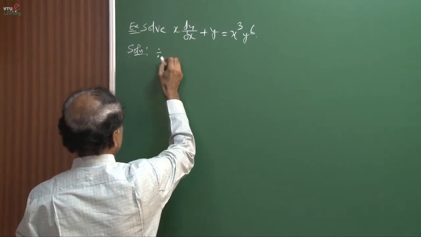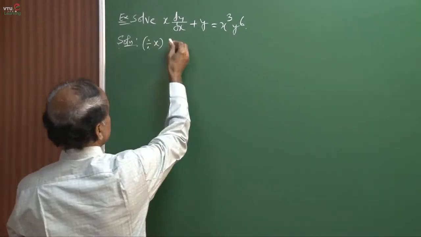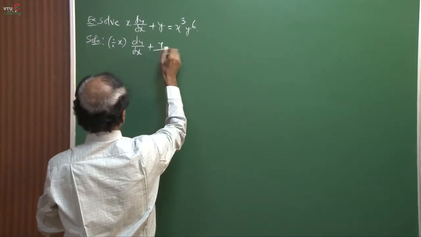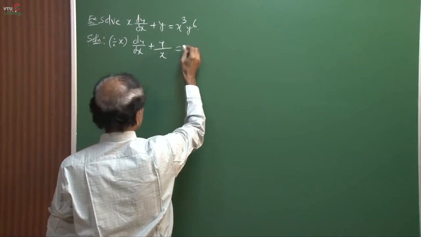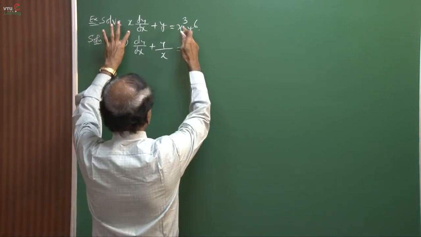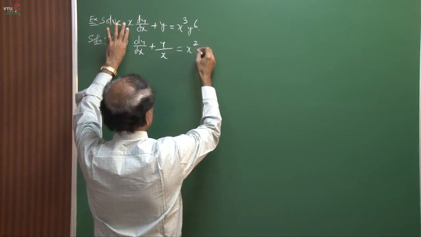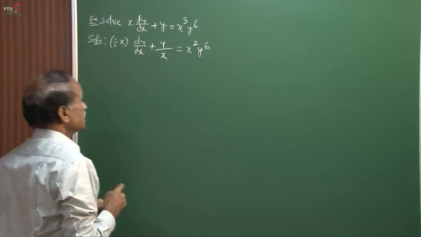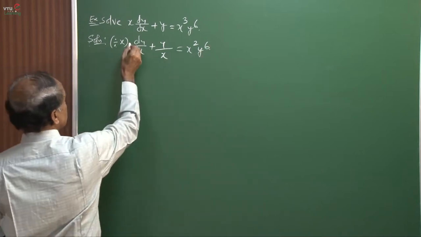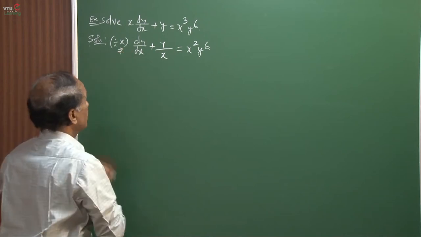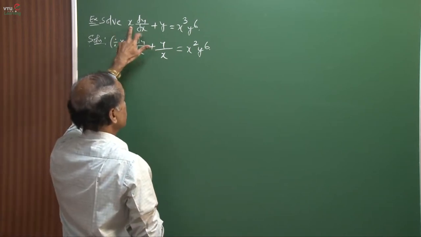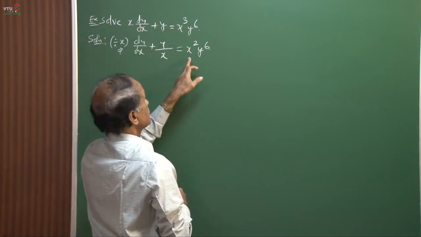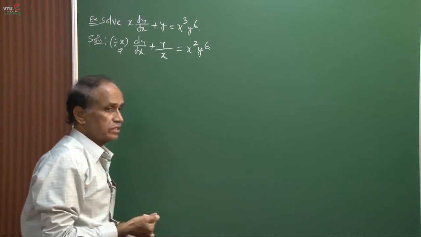First step, we have to take dividing by x. That should be dy by dx plus y by x equal to x cube divided by x, which is x square, and y to the power 6 as it is. This is at one stage, that is dividing by x. Here I am removing x, that comes to be y by x, and x cube divided by x gives us x square and y to the power 6.